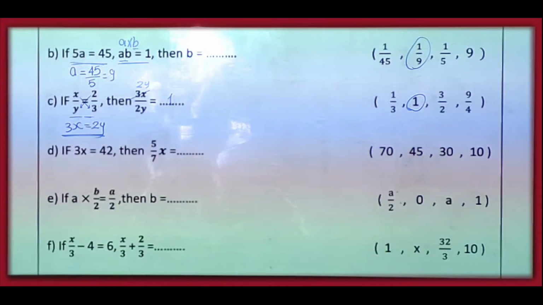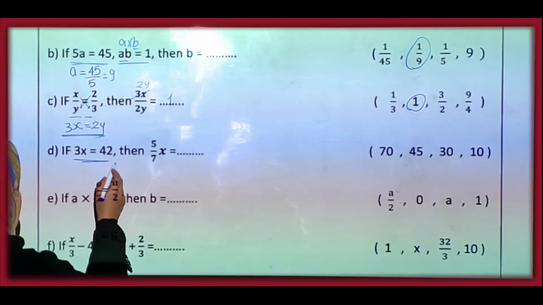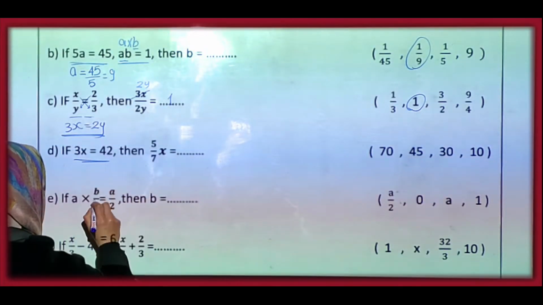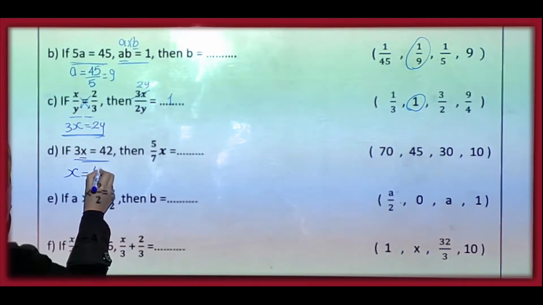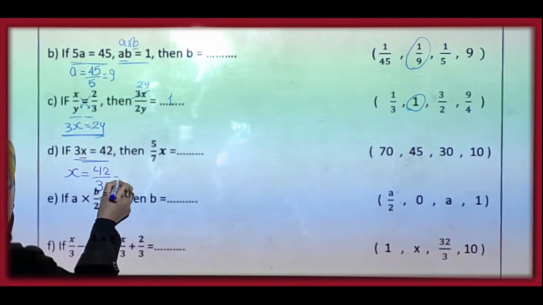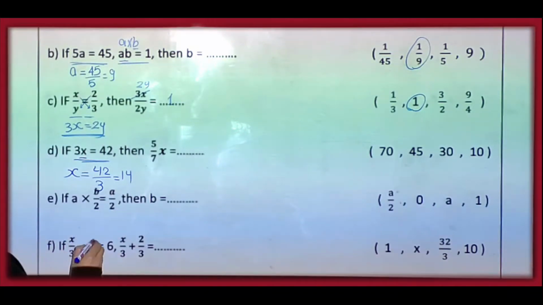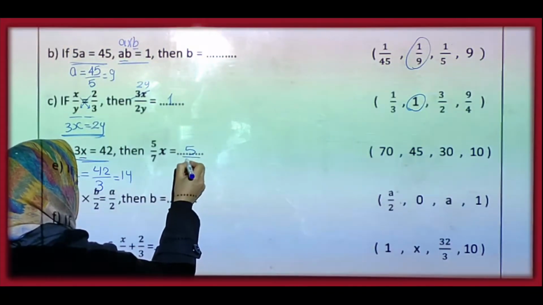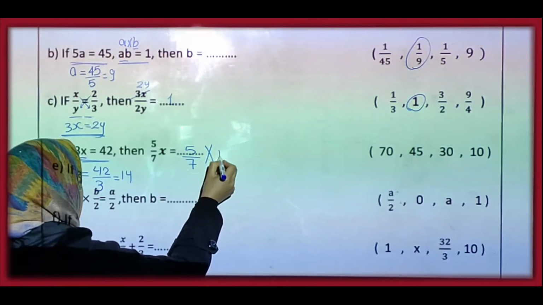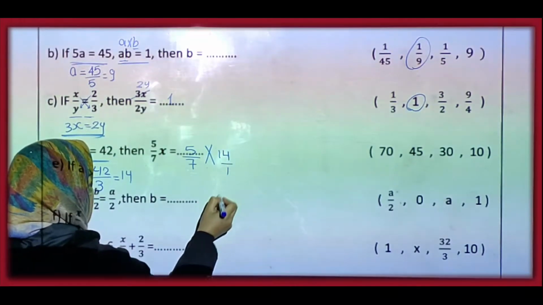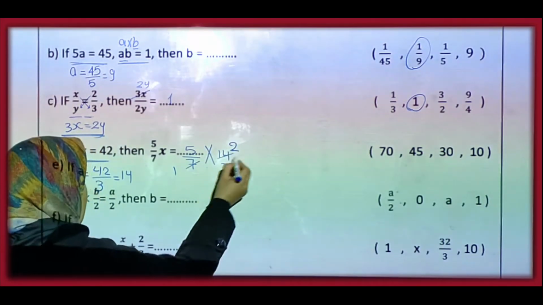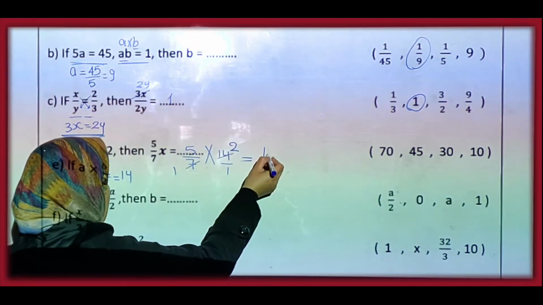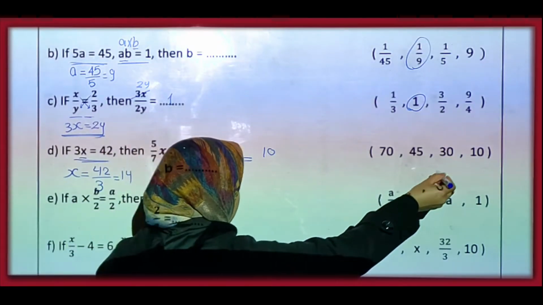Letter D, if 3x equals 42, then find 5 over 7x. At first we find x from this equation: x equals 42 divided by 3 equals 14. Then 5 over 7x is 5 over 7 multiply 14 over 1. By simplifying, divided by 7 gives 1 and 2, equals 5 multiply 2 equals 10 over 1 equals 10.